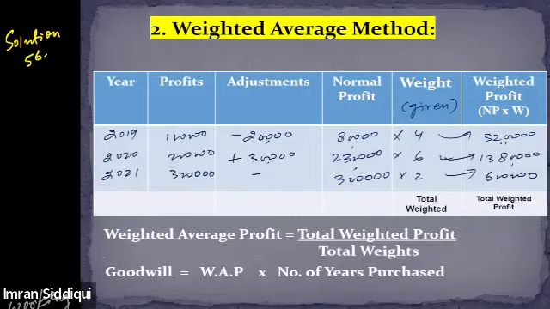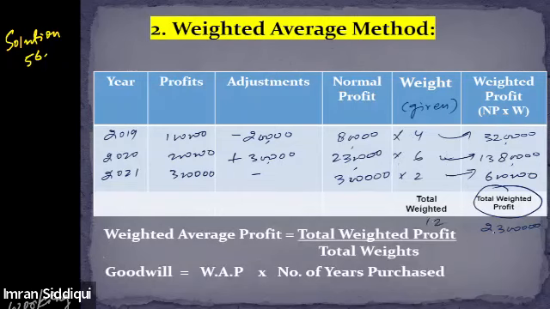Then once you are done with the calculation of weighted profit, you just need to total all the weighted profit. Like for example, 13,80,000 plus 3 lakh, it will be 17 lakh, plus 6, it will be 23 lakhs. Total weighted profit will be 23 lakh. Is that right? And then after getting the total weighted profit, you need to also calculate the total weight. Total weight basically means 6 plus 4 plus 2, that means 12.